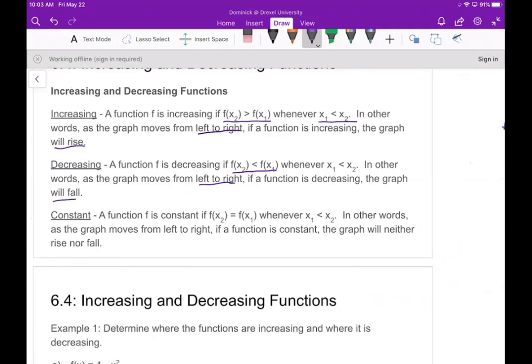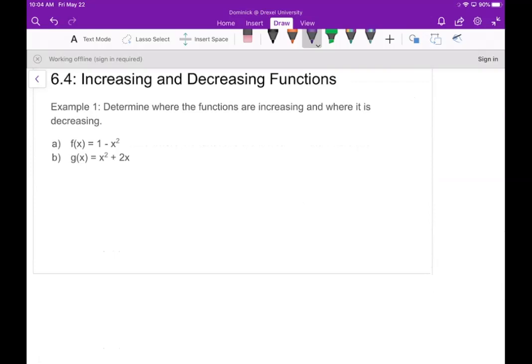And then, of course, we say that it's constant if it's equal, if it doesn't change. In that case, the graph would just look like a horizontal line connecting f of x1 and f of x2. If you move from left to right, you're not going up or going down.